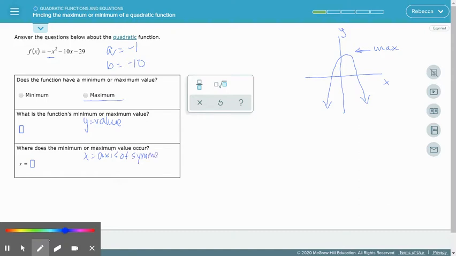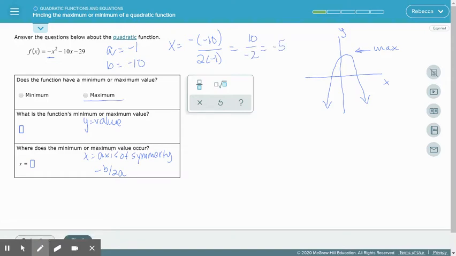So we're going to use our formula, opposite of b over 2a. So x will be the opposite of negative 10 divided by 2 times negative 1. So now we have 10 divided by negative 2, which is negative 5. So actually my parabola should be over here. But again, we were just visualizing a sketch of what it looks like. So now I know that the axis of symmetry is at negative 5.